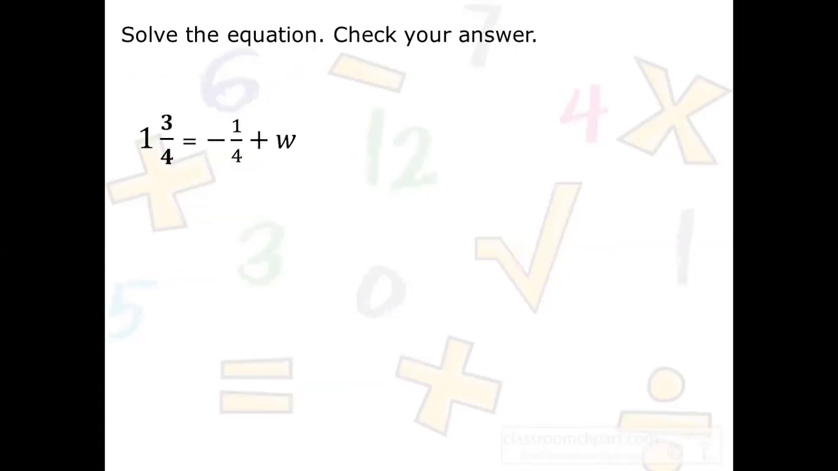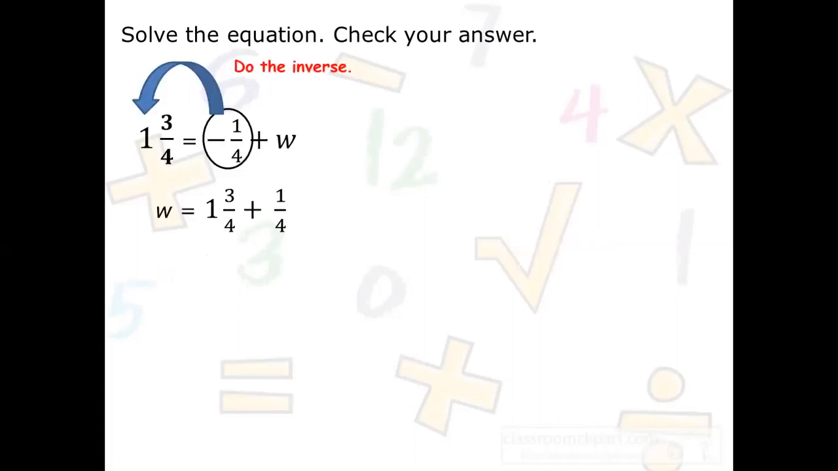Solve the equation, again check your answer. Another fraction. All we are going to do is move this negative 1 over 4 to the other side. So that will become plus 1 over 4. So I can also rewrite the equation in this way. Not necessarily always: 1 3 over 4 plus 1 over 4 should equal w. You can even bring w in front and rewrite the equation in this way also.